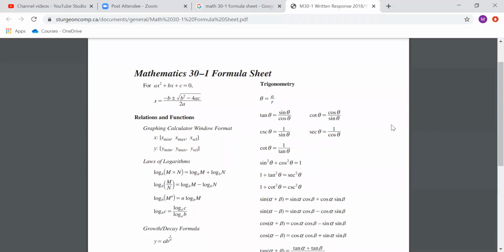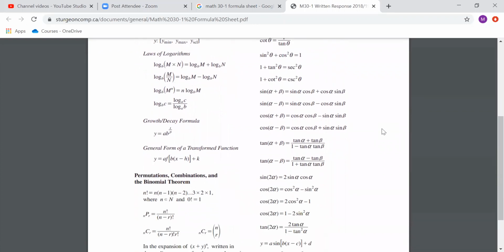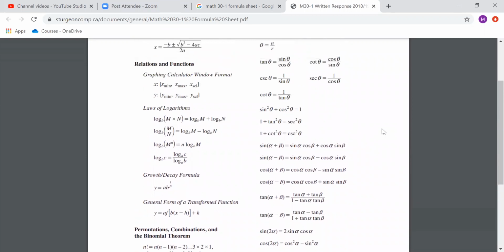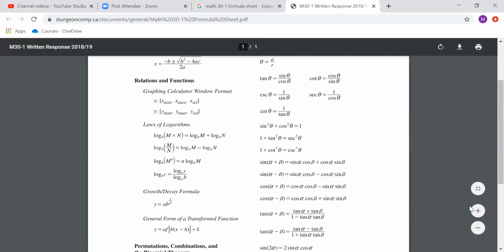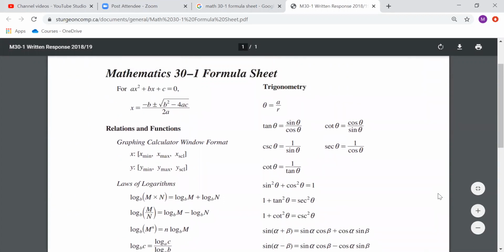Let's take a peek at our formula sheet. Look at almost 1/2 of our formula sheet is all trig. Look at this. It's a lot. Well, we're going to definitely keep this in front of us when we're working on trig and these trig identities. So look at what we've already discovered.